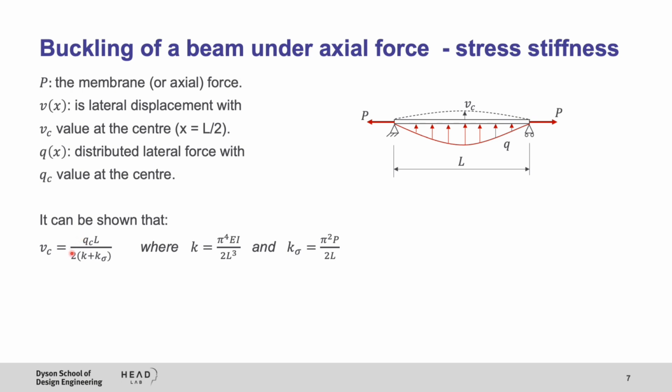So here you can see that in the denominator we have K, which is the stiffness. We know this stiffness from before when we were looking at beam elements and truss elements, and this stiffness is a function of the geometry and material properties. We have another parameter here which is actually really interesting. This is another type of stiffness which is different to this one. This stiffness is a function of the axial force P. So this is the stiffness that is produced by the axial or membrane force, and we call it the stress stiffness.